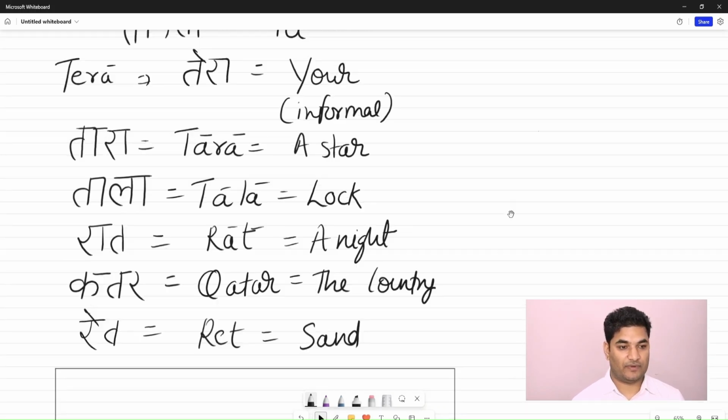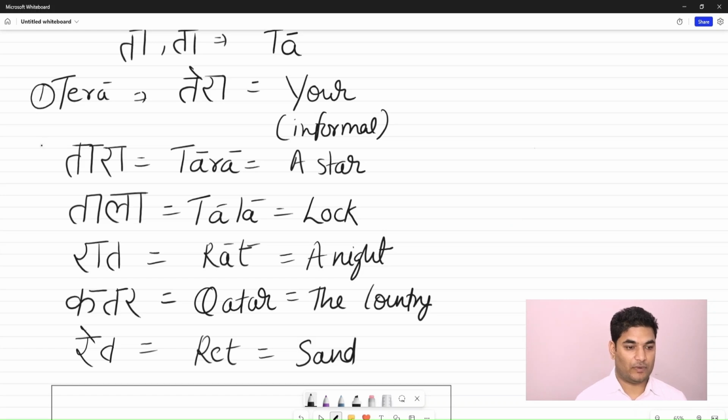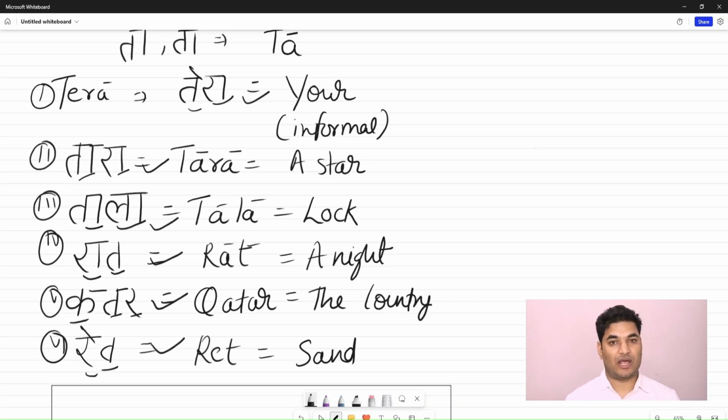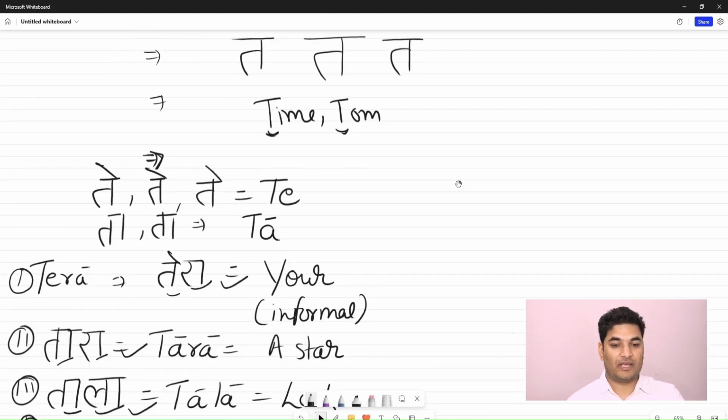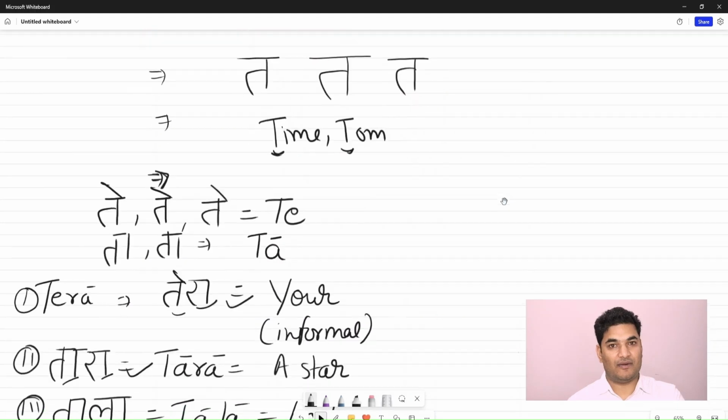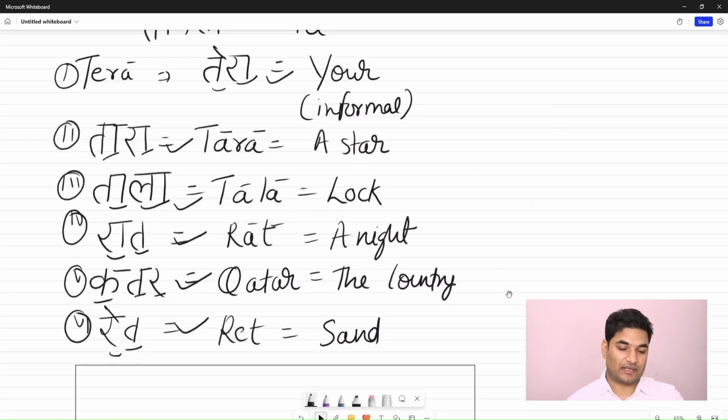So we have done how many words? We know now 1, 2, 3, 4, 5, and 6. Tera, first word. Tara, second word. Tala, third word. Raat, fourth word. Qatar, fifth word. Ret, sixth word. So now we know 6 words we can form with the combinations of 4 plus 1, 5 consonants and 2 vowels in the matra forms.